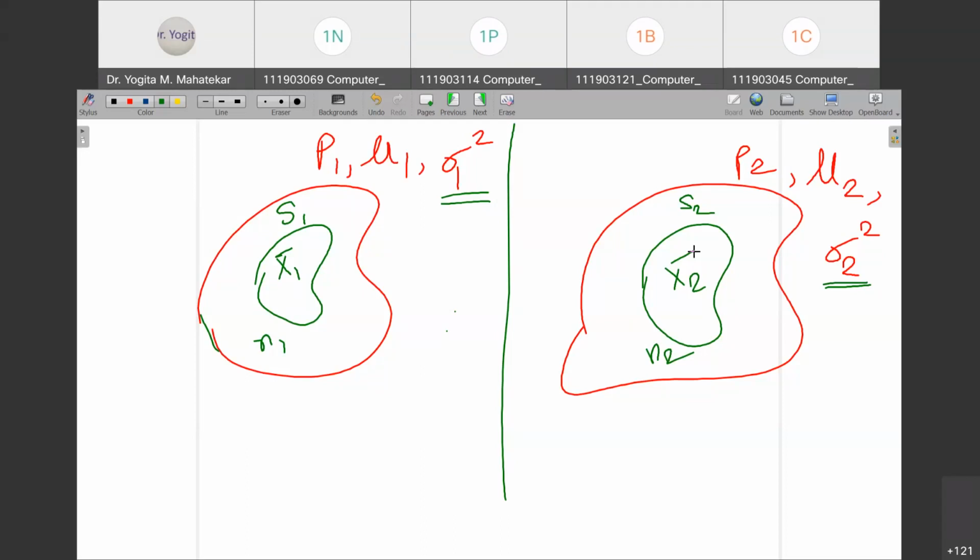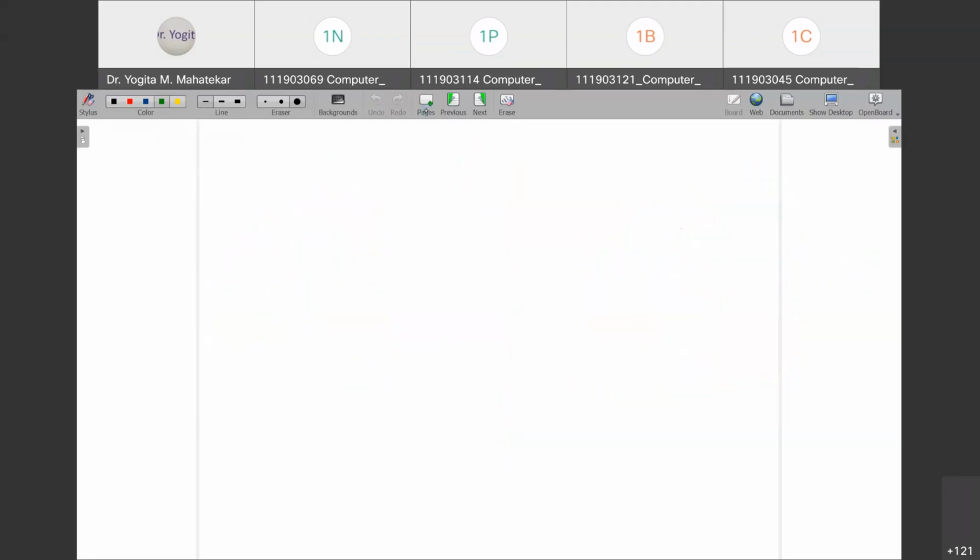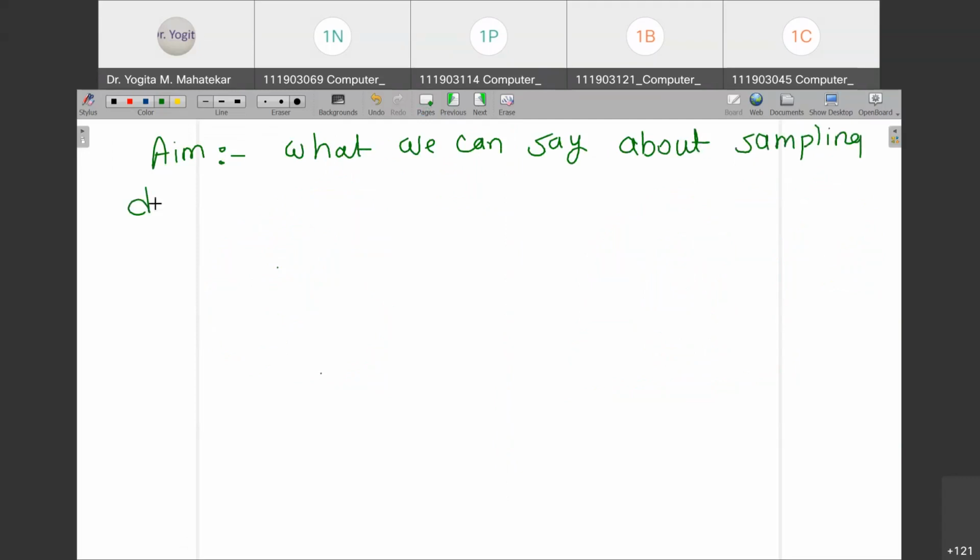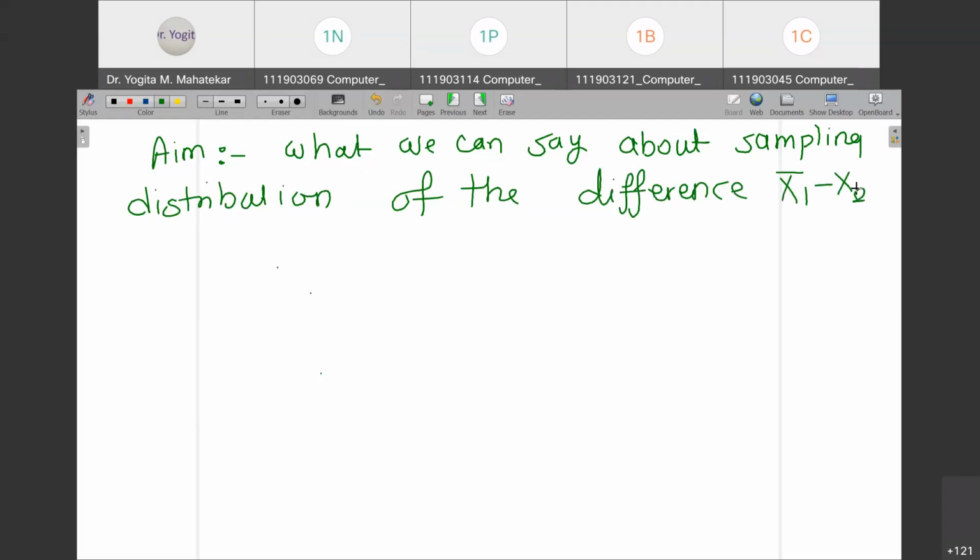Let us note these points. Let me write a few things. First of all, I will write my aim. My aim is to find what we can say about the sampling distribution of the difference of means. Not just x bar, but the differences between the two averages. So, the sampling distribution of the difference. We are going to see examples on this concept, of course. That is my aim.